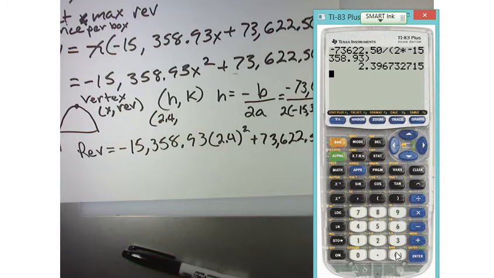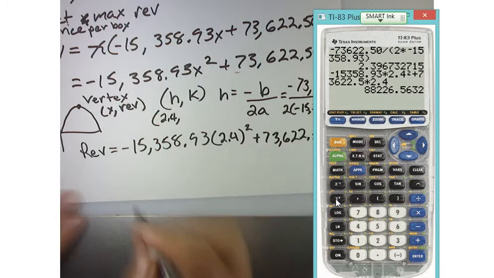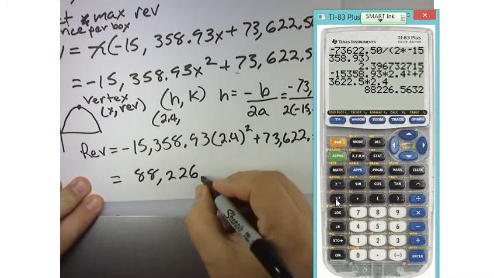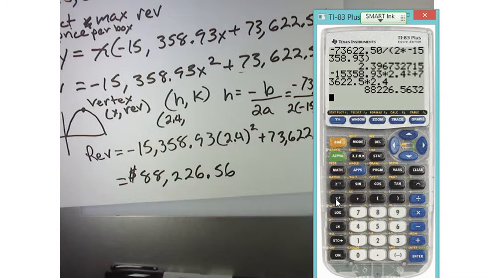And I get negative 15,358.93 times 2.4 squared plus 73,622.5 times 2.4. Now what that's telling me is I should bring in $88,226.56. Okay? Now how can I verify all that math that I've done?